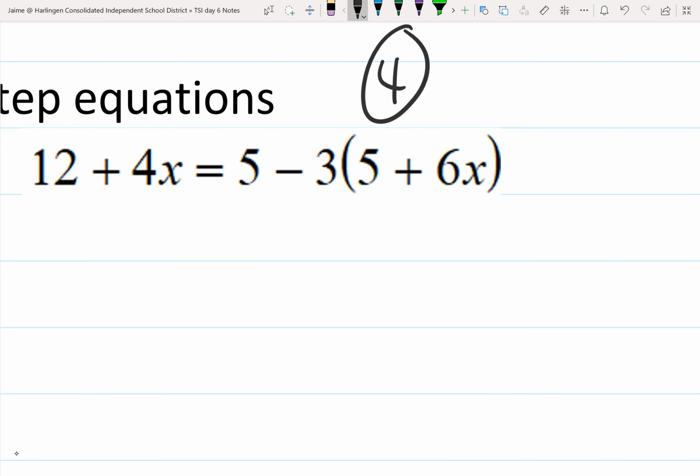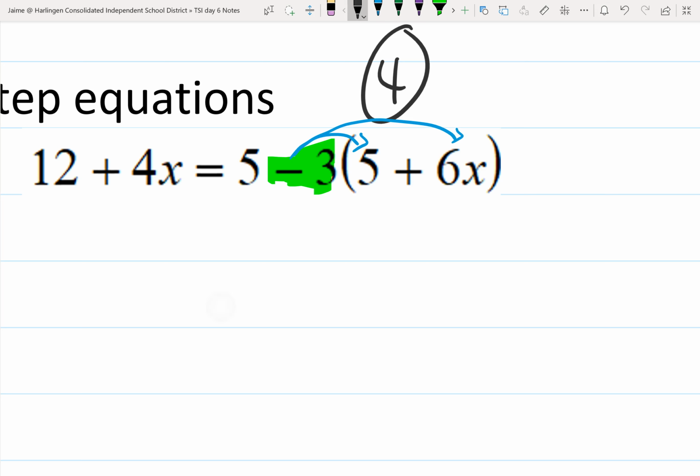12 plus 4x is equal to 5 minus 3 parentheses 5 plus 6x. Remember that the number outside the parentheses is what we should do first. We should worry about this number here. Now I did highlight the negative sign because it's very important, because that's a negative 3. So don't forget that minus sign. If it's a positive, no big deal, right? But right now it's a negative. So it's negative 3 times that, and then negative 3 times that one.